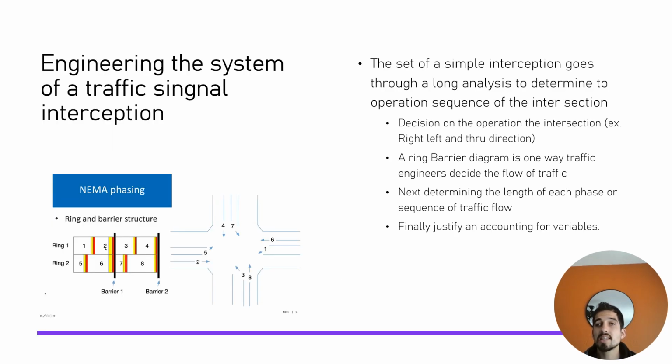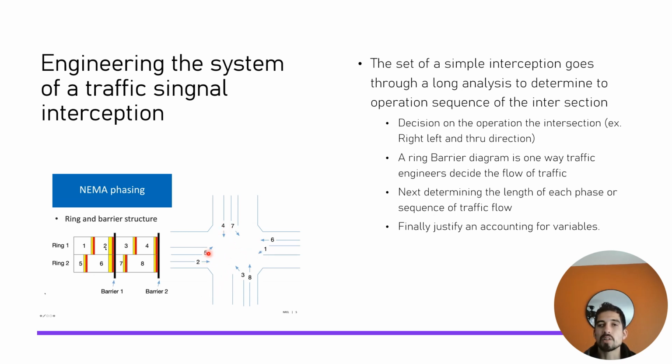Engineers engineering the system of a traffic signal. So we're going to go ahead and take a look at a simple intersection. Most intersections you're going to have straight through, left, and right turn signals. A lot of the decisions engineers go through is identifying it through a ring barrier diagram. As you can see down here, in ring 1 you've got option 1, and in ring 2 you have option 5. Looking over here at the intersection, this is the main road.